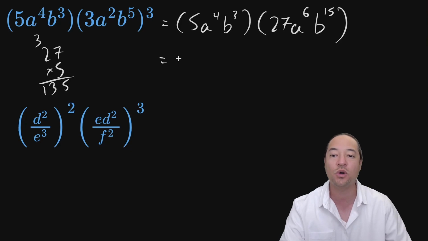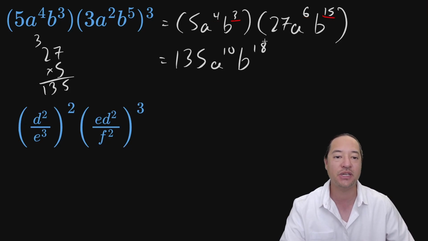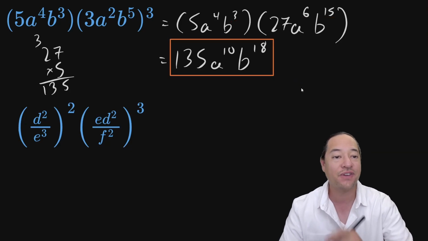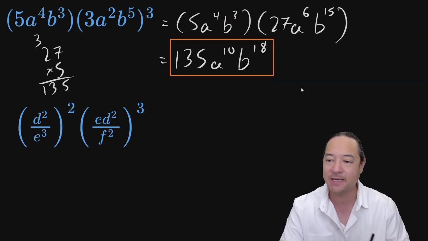Okay, so this should equal 135. A to the 4 plus 6, that's 10. And then we have b to the 3 plus 15, that's going to be 18. Okay, there we go. This should be our final answer then for the first one.